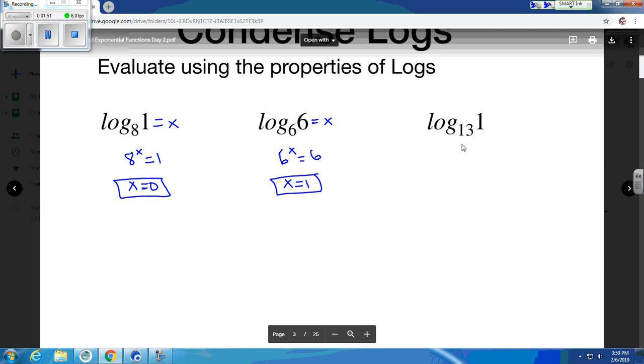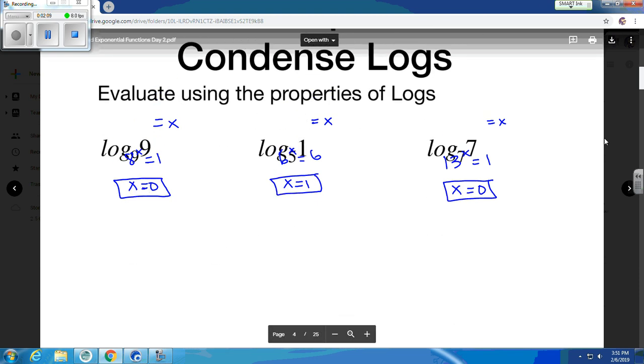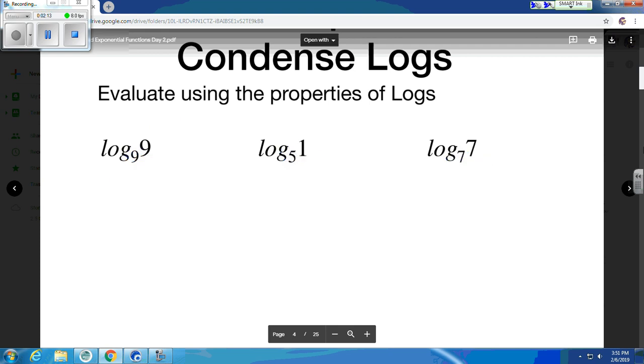Log base 13 of 1 means I'd have 13 to what exponent equals 1, and anything to the 0 power would equal 1. Log base 9 of 9 will be 1.